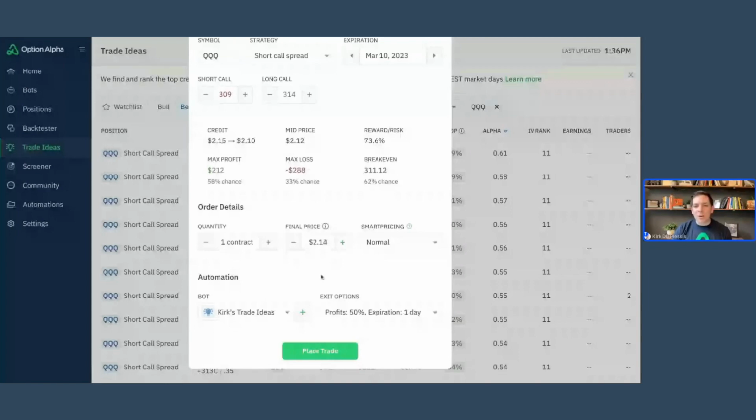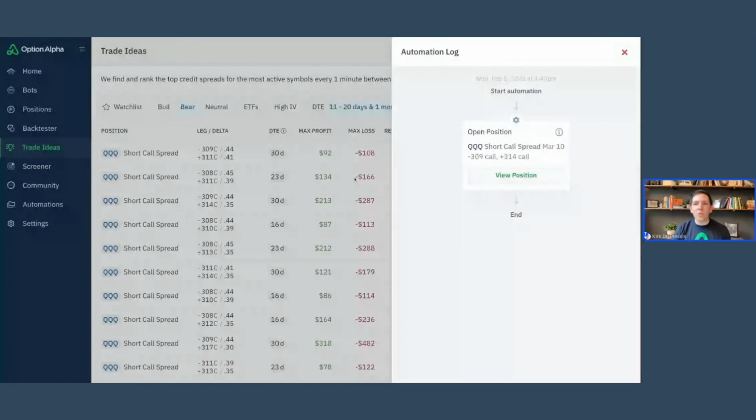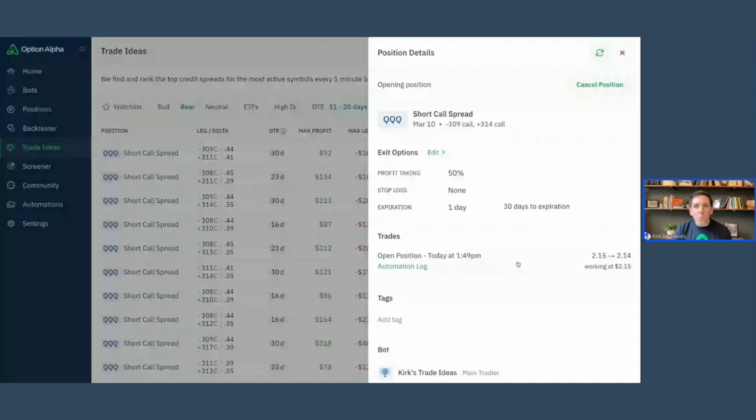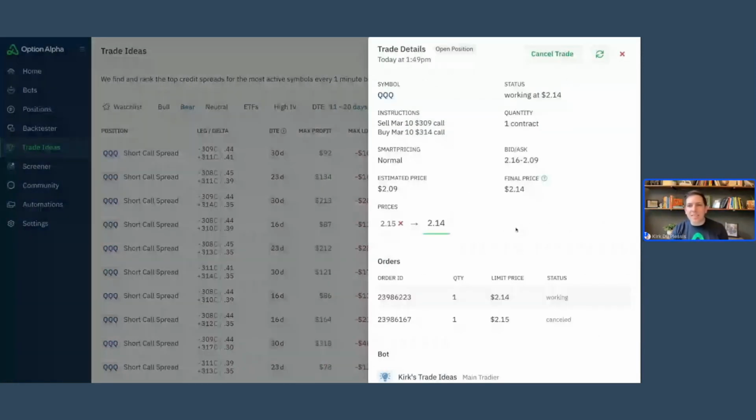Once I'm good to go here, and this is connected to my live TradeAir account, by the way, so this bot is connected to my live account, when I hit place trade, it is going to start placing the trade and sending it over. Now, what you can do here is view the position and see how the position is working. Notice we have details like opening position, right? It's trying to open the position. And then if you click on the trade details itself, you can see the different prices that it's trying.